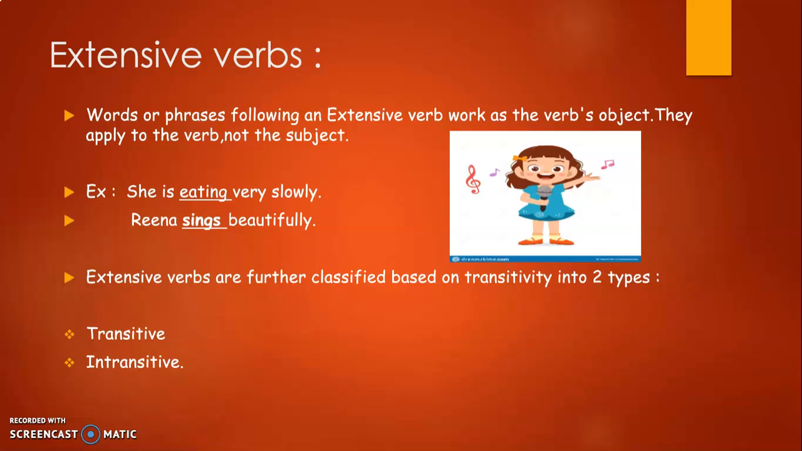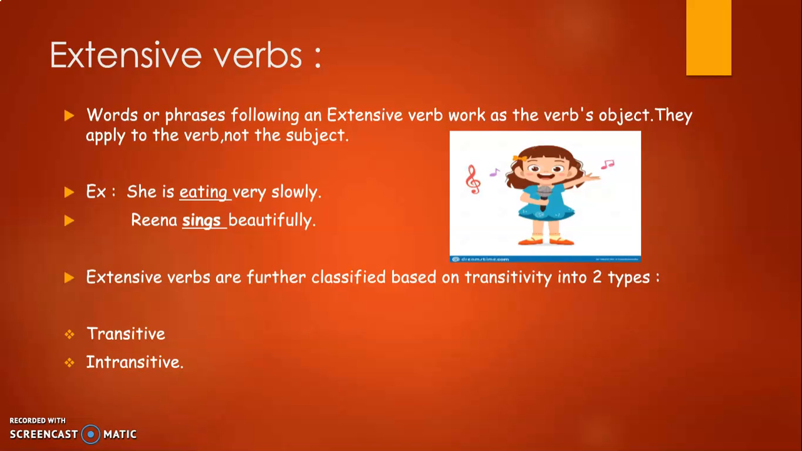Next, what are extensive verbs? Words or phrases following an extensive verb work as the verb's object. They apply to the verb and not to the subject. For example, she is eating very slowly. Here, eating is an extensive verb because it is followed by the verb's modifier, slowly.